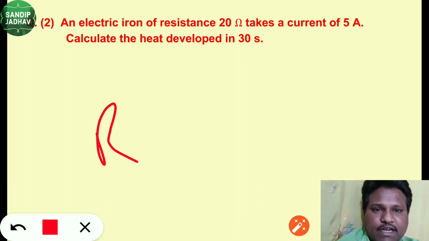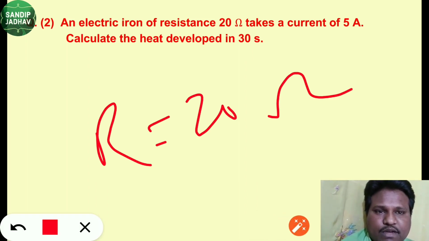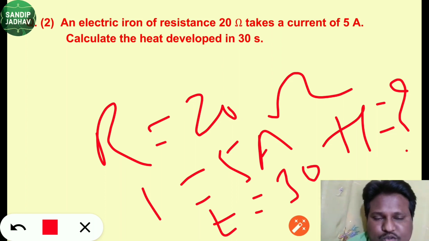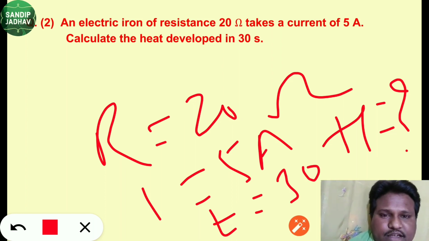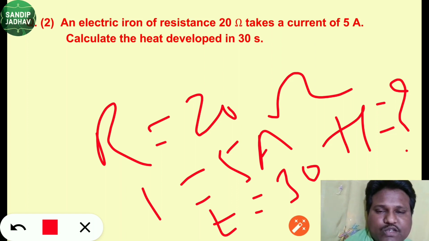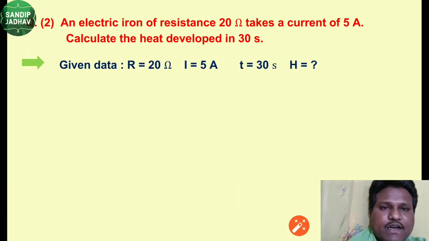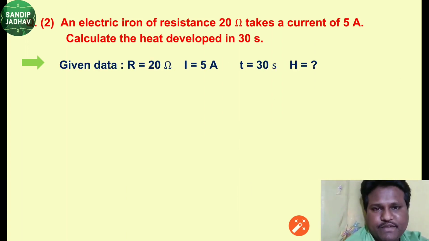So we can write the given data: R is equal to 20 ohm, current I is equal to 5 ampere, and heat developed we need to find out for the time of 30 seconds. Again we know I, R, T and H by Joule's law of heating, H is equal to I square RT. So we will use a simple relation. This will be our given data here: R 20 ohm, I 5 ampere, T 30 seconds, and heat energy developed we need to find out.